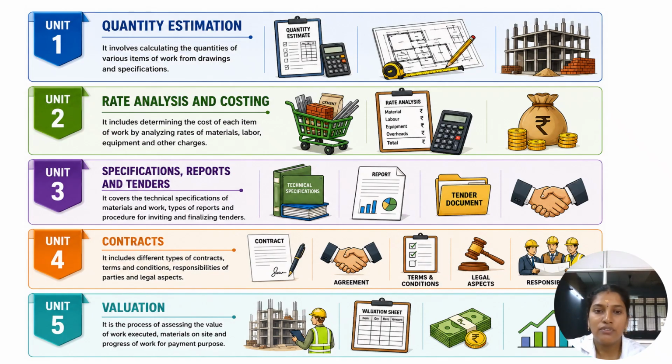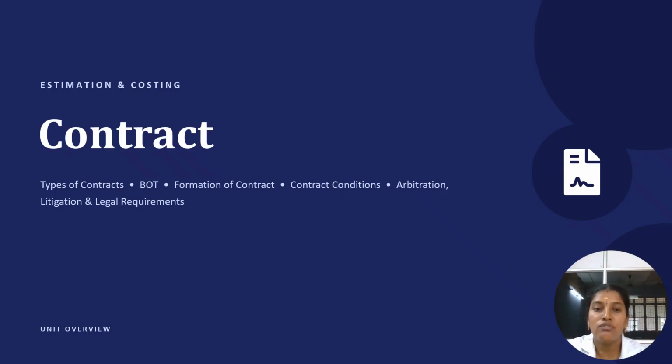So these are all the 5 units. Unit 1 is quantity estimation, rate analysis, specifications. Unit 4 is contracts. Unit 5 is valuation. So these are all the main content of each and every main unit of the estimation, costing and valuation subject. Today we will see Unit 4, contract.